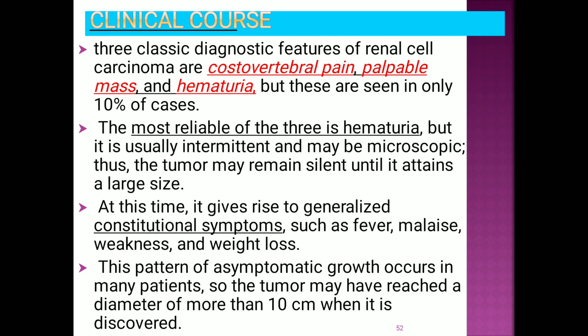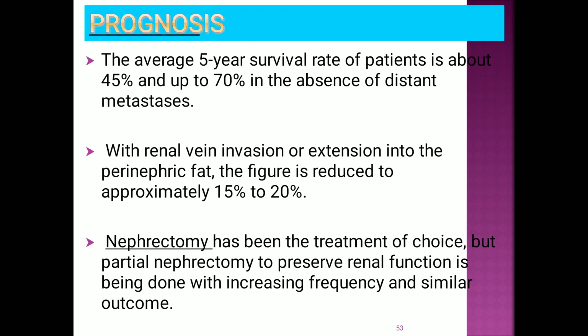Clinical course. Three classic diagnostic features of renal cell carcinoma are costovertebral pain, palpable mass, and hematuria, but these are seen in only 10% of cases. The most reliable of the three is hematuria, but it is usually intermittent and may be microscopic. Thus, the tumor may remain silent until it attains a large size. At this time, it gives rise to generalized constitutional symptoms such as fever, malaise, weakness, and weight loss. This pattern of asymptomatic growth occurs in many patients, so the tumor may have reached a diameter of 10 cm when it is discovered.